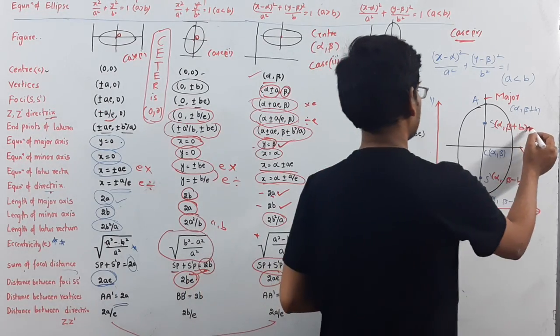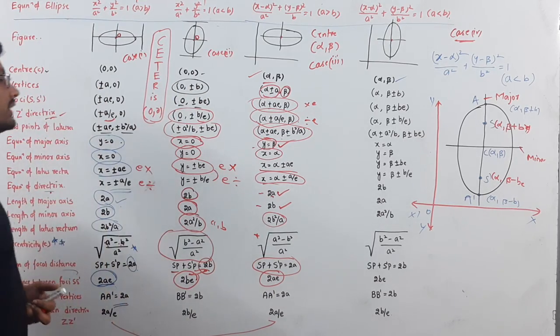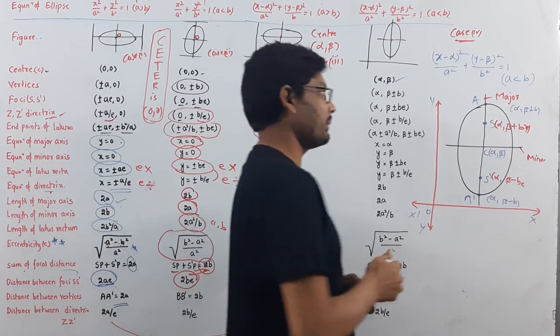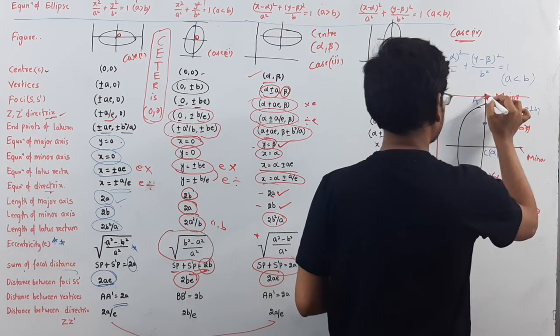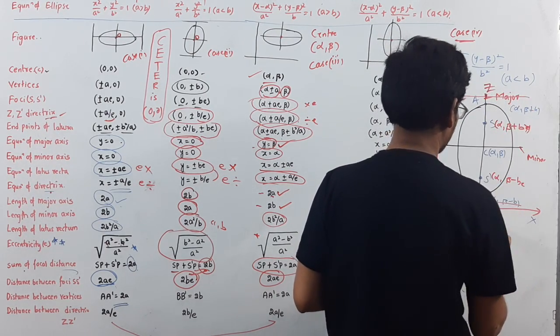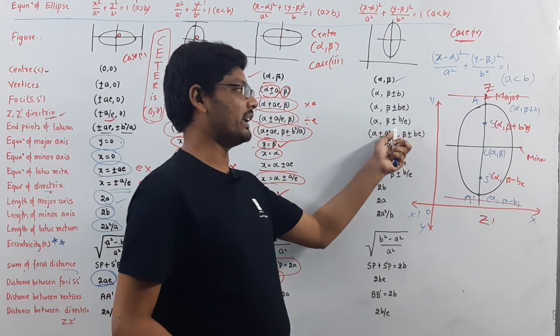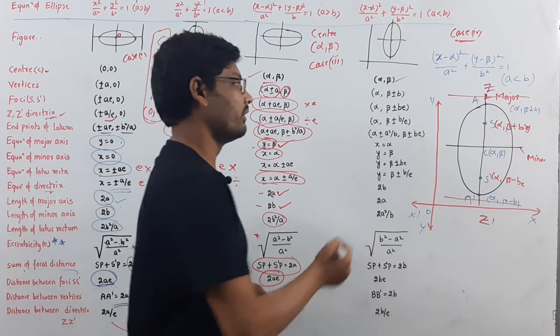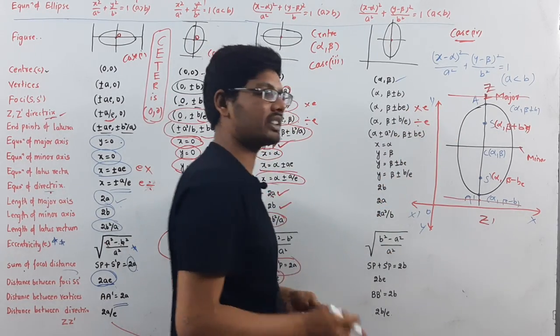This is E here, and next one is directrix. Here directrices are nothing but the directrix which are intersecting the major axis at 2 points. This is Z and Z dash, and those points are (alpha, beta plus or minus b by e), where this is b multiplied by eccentricity, divided by eccentricity. 2 cases are there here.